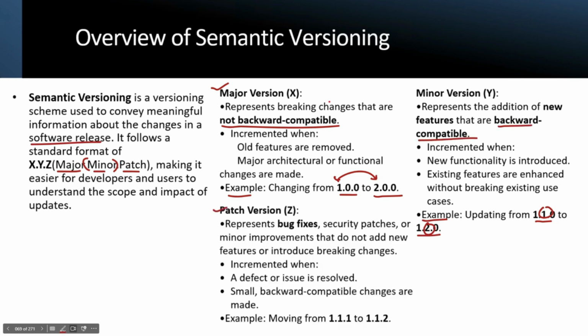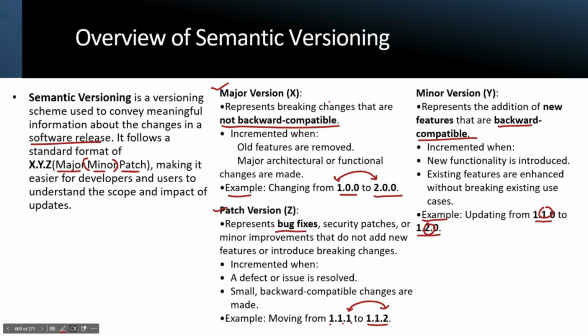Patch version represents bug fixes, security patches or minor improvements that do not add any new feature or introduce breaking changes. Incremented when a defect or issue is resolved, and small backward compatible changes are made. If you see, moving from version 1.1.1 to version 1.1.2, here we are making changes on the patch and it is a bug fix only.